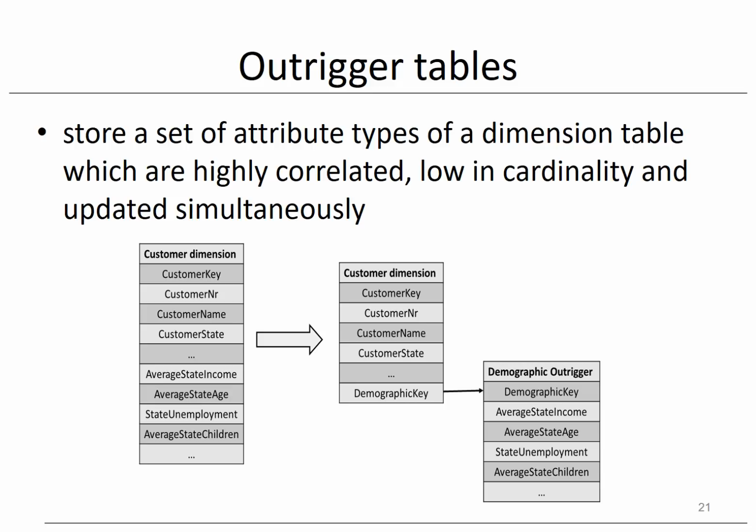An advantage of this approach is that the customer dimension table now has fewer attribute types and the Outrigger table has a relatively small amount of rows since the demographic data is now only stored once per region instead of once per customer. A drawback is that an extra join is needed to combine both tables. Although a view can be defined to facilitate this, it is recommended to be careful and not define too many Outrigger tables in your data warehouse design.